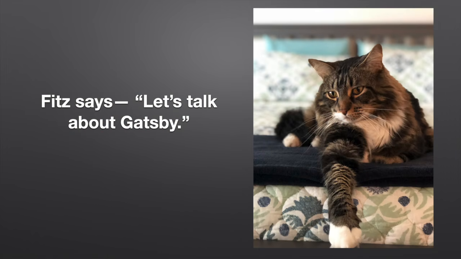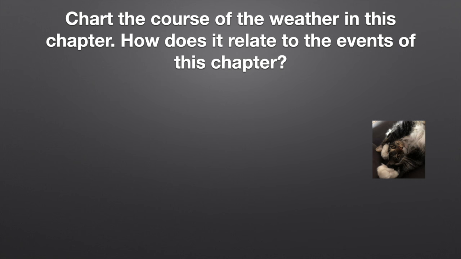So Nick calls up Daisy, everything is agreed upon, and that brings us to our first study question and the day of the meeting. All right, so that brings us to our first study question. It asks us specifically to chart the course of the weather in this chapter. How does it relate to the events of this chapter?